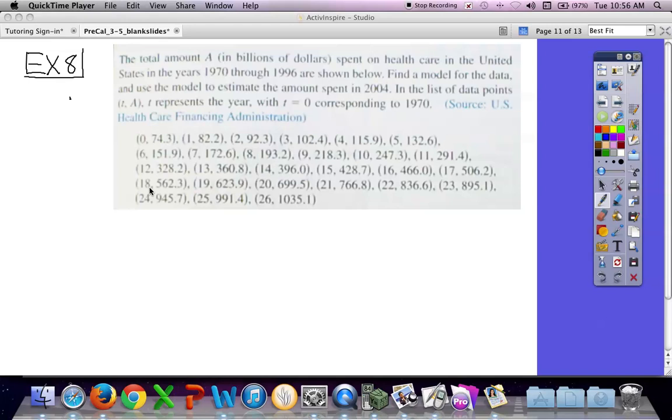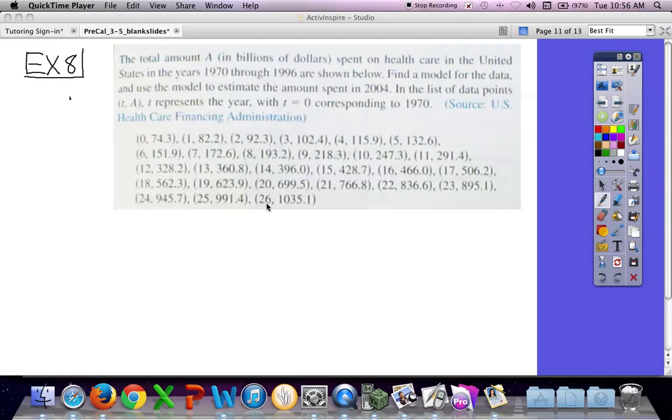Right? This is example 8. It says this data represents the total amount in billions of dollars that's spent on healthcare in the United States between 1970 and 1996, where t equals 0 is 1970. So you could see our t values go from 0 to 26. So that's 1970 to 1996.